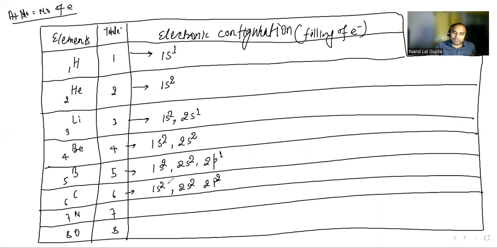Come for the nitrogen. It is going to be 1s2, then 2s2. The p orbital can have a maximum of 6 electrons, so it can be 2p3. Oxygen is 1s2, then 2s2, and the last one is 2p4. Can you understand this? Okay, write down please.